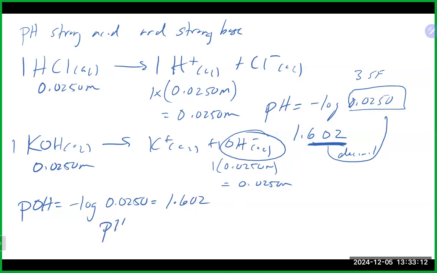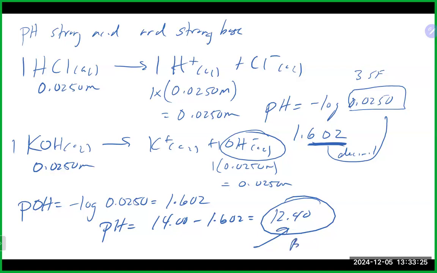But if I want the pH in this case, we're going to do 14 minus our 1.602. We'll call it 12.4 in this case. That is definitely basic, which is what we would expect with something like potassium hydroxide. So remember that if you're doing this for a strong base, you're going to get the hydroxide concentration, which means you do need to go to pOH first and then into the pH.